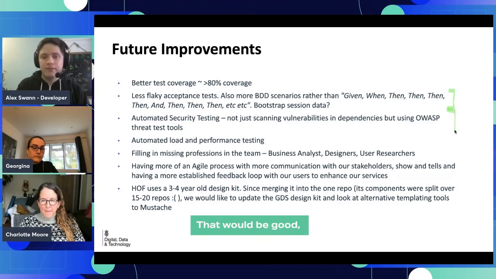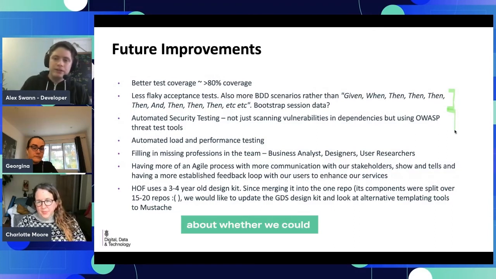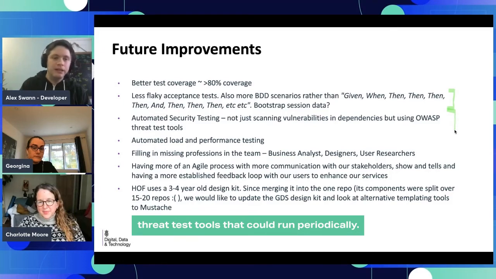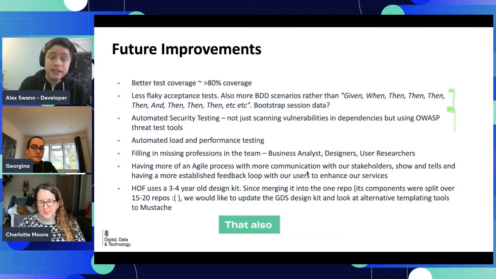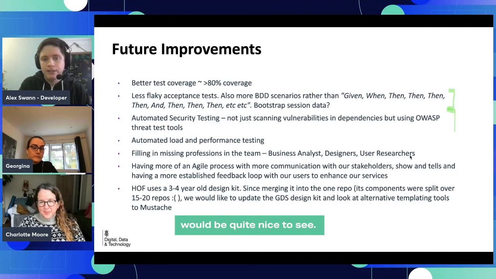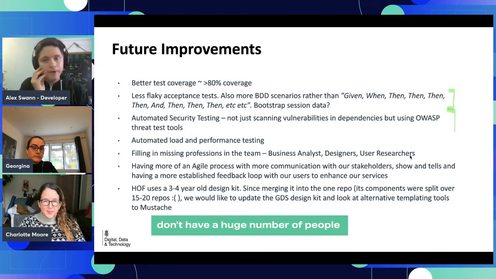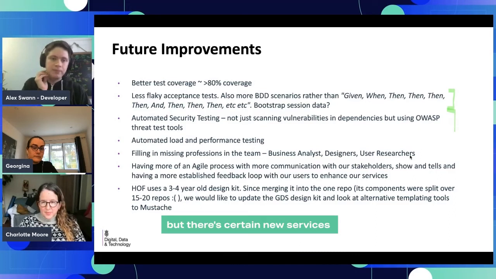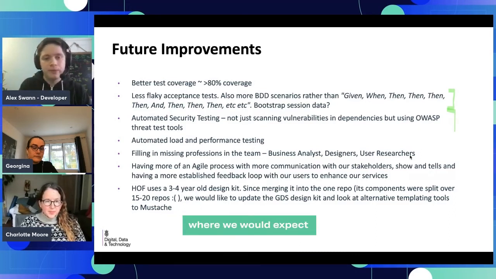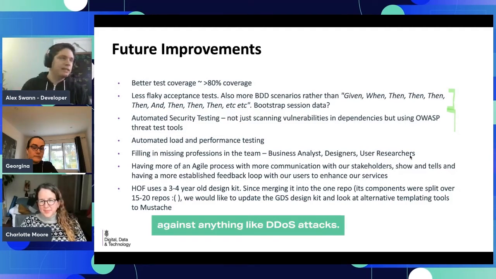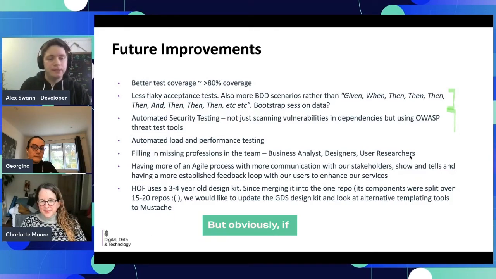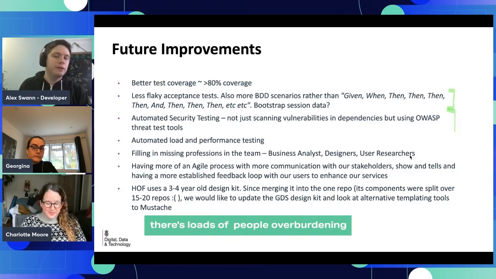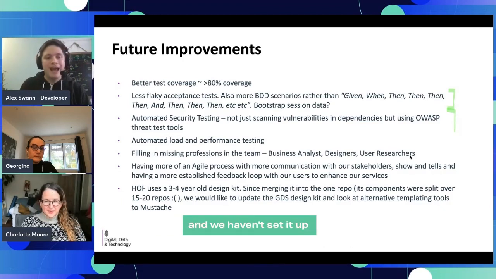Automated security testing, that would be good. I know there's been a lot of talk about whether we could automate OWASP threat test tools that could run periodically. Automated load and performance testing, that also would be quite nice to see. A lot of our services don't have a huge number of people using them per year, but certain new services might be onboarding where we would expect a greater number of traffic. They are protected against anything like DDoS attacks, but obviously if loads of people are overburdening it at the same time and we haven't set it up to scale up that way, then those are things for us to think about.